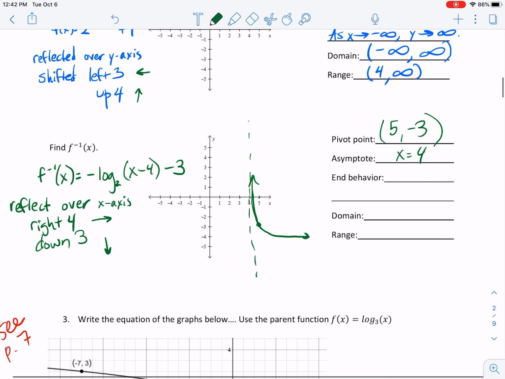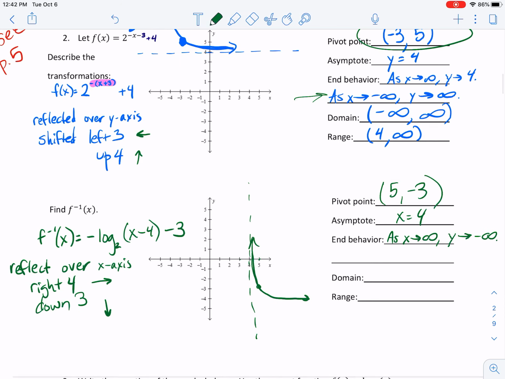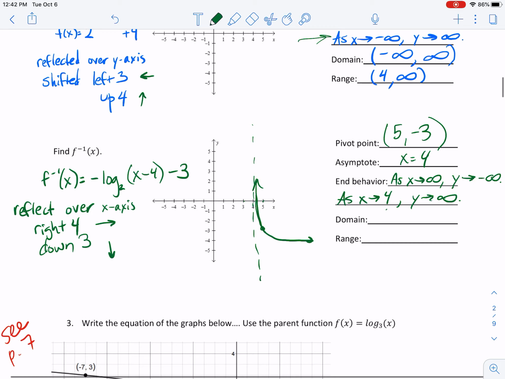Our end behavior, we could say as x goes to infinity, our y value is going to go to negative infinity. Okay, a second ago, we had as x goes to negative infinity, y goes to infinity. So we have taken this part right here and switched our x and our y's. And then we could say as x goes to 4, y goes to infinity. And that's kind of switched the x and y's at this point. The domain is from 4 to infinity. The range is all reals.